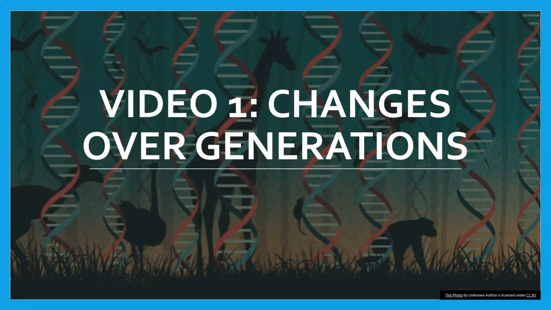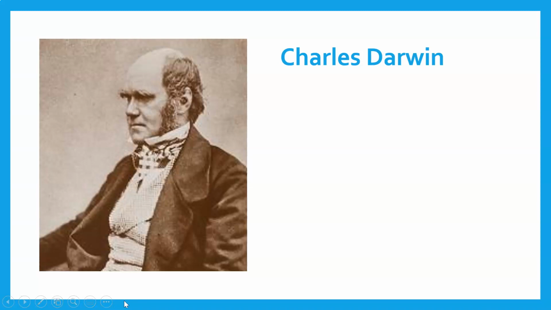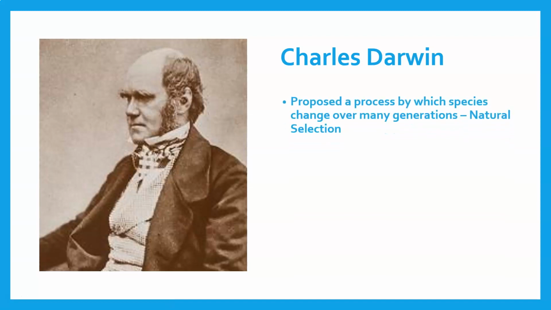Welcome to our video on Year 10 evolution, and in this video we are looking at changes over generations. As we start to investigate this whole topic of evolution, we start with the man himself, Charles Darwin. Now, Charles Darwin proposed a process by which species change over many generations.